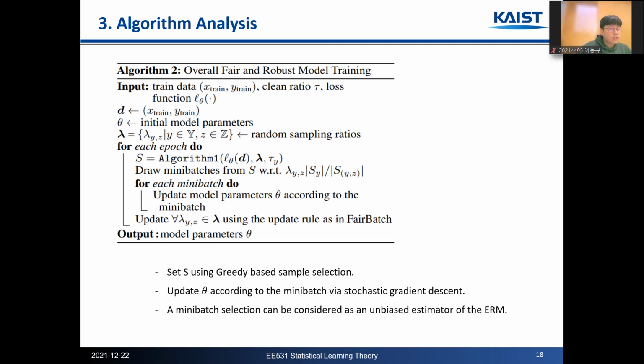The entire model training process uses weighted ERM. Input consists of training data, clean ratio tau, and loss function L zeta. Output is the updated model parameter zeta. For each epoch, a clean and fair sample set S is selected using the greedy-based method. Then mini-batches drawn from S update the model parameter zeta via stochastic gradient descent. Finally, at the end of the epoch, the lambda values used in the fairness constraints are updated.